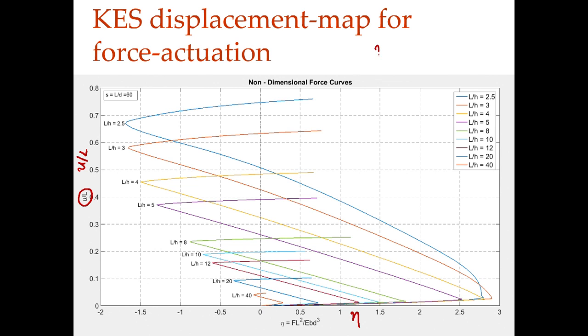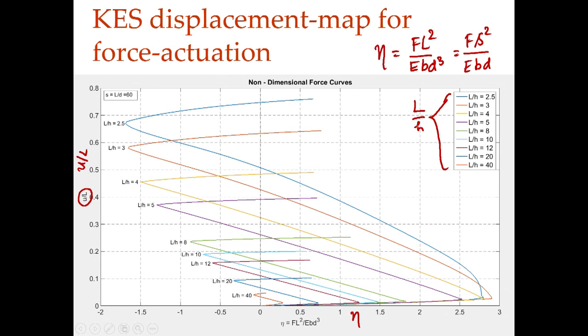So, eta, as you recall, is f L square by E b d cube. We also write it with L by d as S, in which case it becomes f S square by E b d. So, d square by L square becomes this S, which is the slenderness ratio. Whereas, here we have plotted different curves, not for different values of S, but different values of L by H. That is what is shown here.